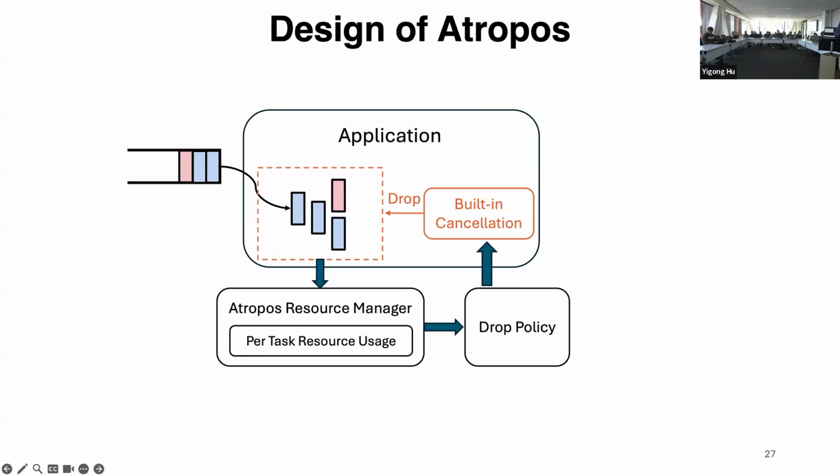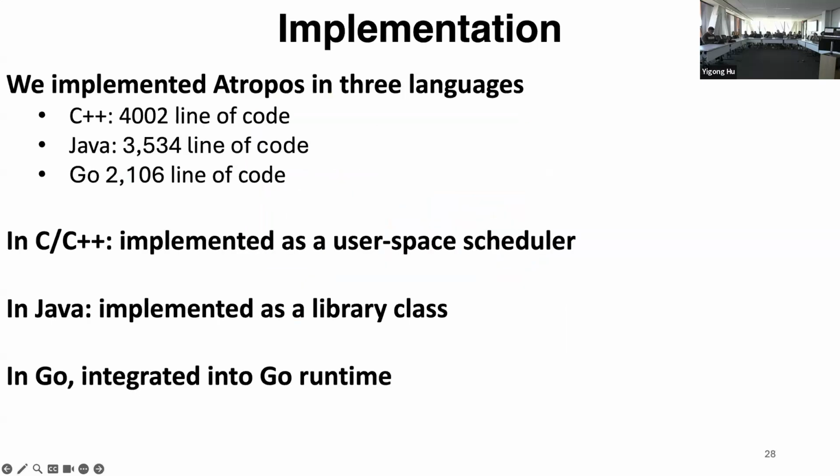Okay. And we implement Atropos in 3 languages: C++, Java, and Go. In C and C++, we implement it as a user-space scheduler. In Java, we implement it as a library class that other classes can inherit from. And for Go, we directly integrate it into the Go runtime in order to correctly trace the application resource usage.